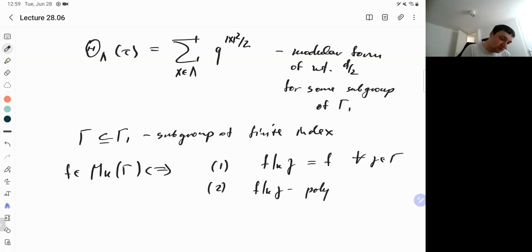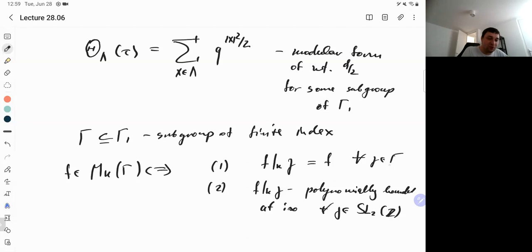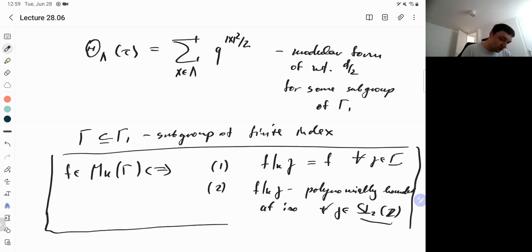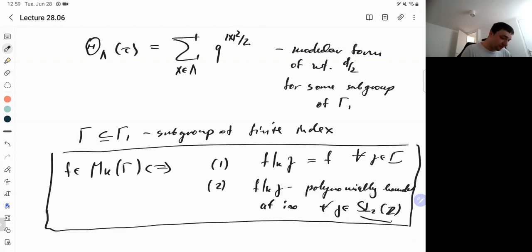polynomially bounded at infinity for all gamma in SL2Z. And previously, both of these groups were the same, so it was kind of silly because I said infinitely many conditions here, which were all the same, but now these are actually different. So this is the definition of what a modular form for a subgroup of SL2Z is.